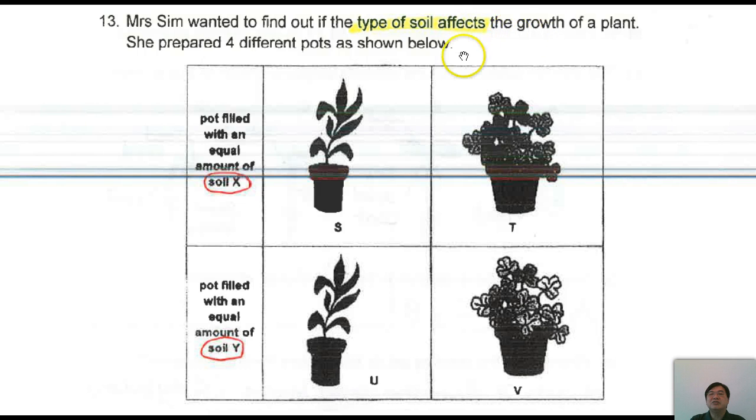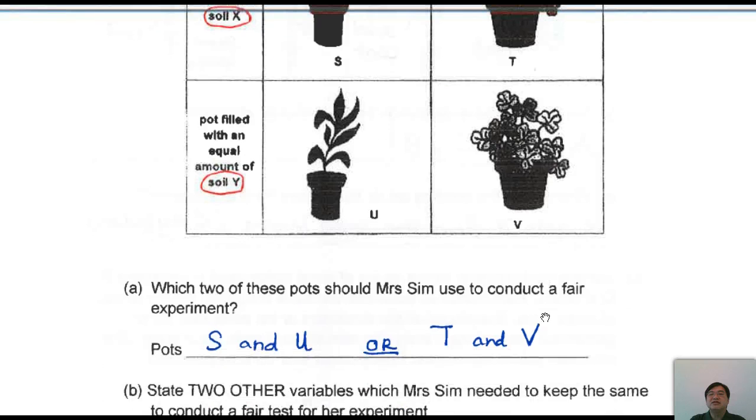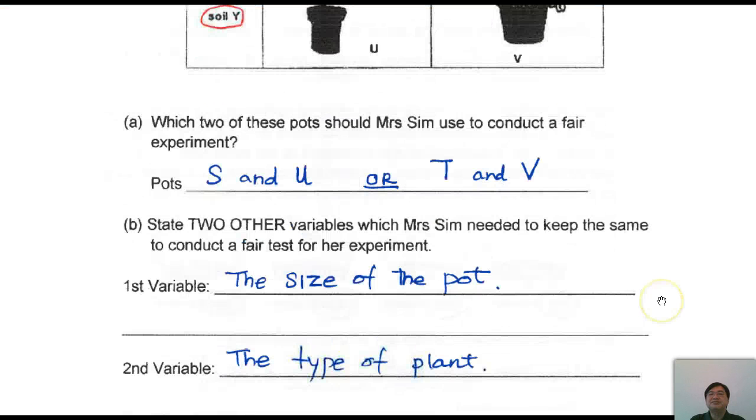Okay, it has got to be like this. This and this compare, because they're the same plant, same pot, only the soil is different. For this, it is the same type of plant and the same type of pot. Alright, only the soil is different. So the answer here is either these two, S and U, to compare about soil, or T and V to compare about soil. You have 2 answers for this.